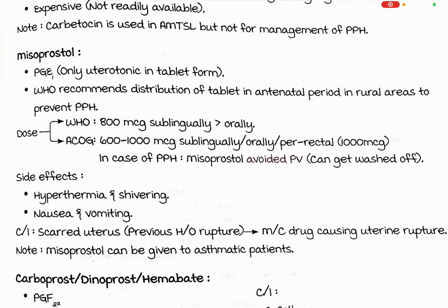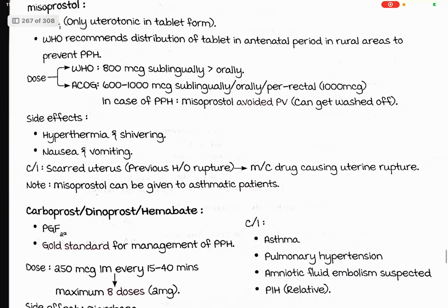Misoprostol, PGE1, is the only uterotonic in tablet form. WHO recommends distribution of tablets in the antenatal period in rural areas to prevent postpartum hemorrhage. Dose: WHO 800 microgram sublingually, more effective than orally. ACOG: 600 to 1000 microgram sublingually or orally, per rectally 1000 microgram. In postpartum hemorrhage, misoprostol is avoided per vaginally, as it can be washed off.